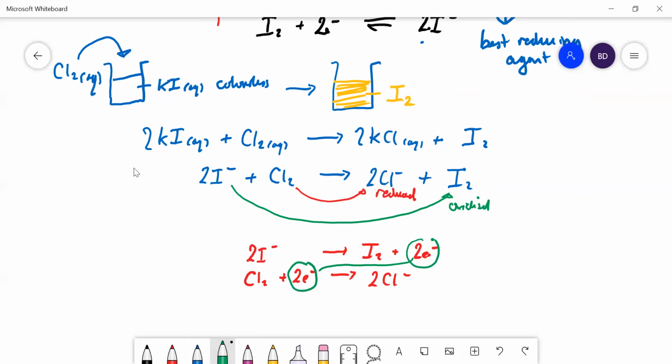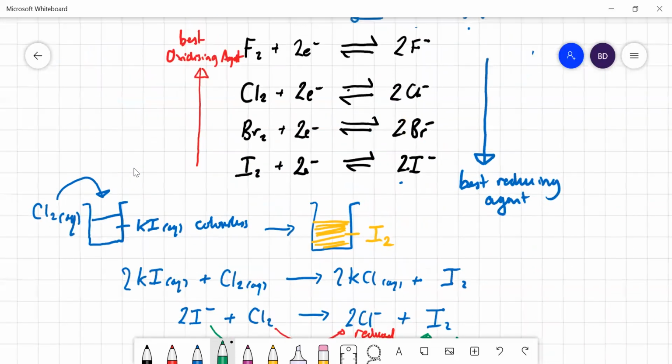So it's like a competition between the chlorine atoms and the iodine atoms. Who wants the electrons the most? And the chlorines want them more because the chlorine atom is small and the iodine is bigger. So the chlorine can attract the electron into this shell here, which is closer to the nucleus, and it hasn't got as much shielding. Iodine has to attract it, it's a much bigger atom. Okay, so that explains halogen displacement reactions.